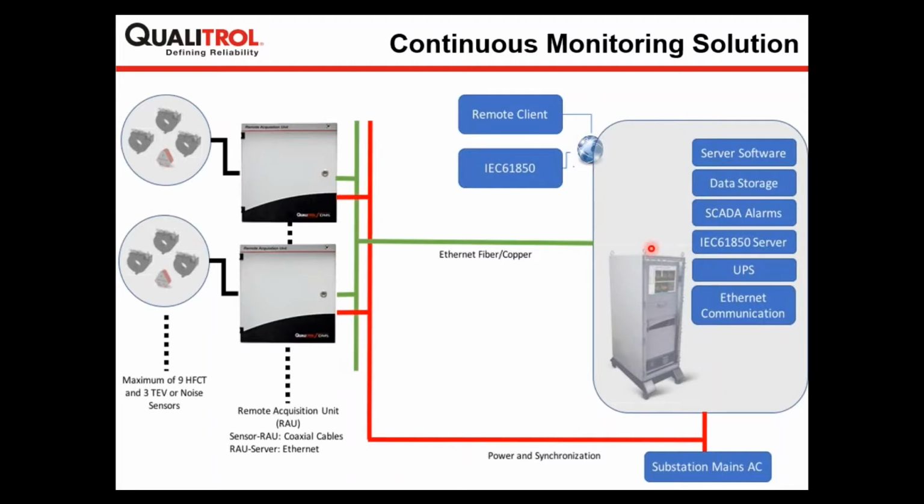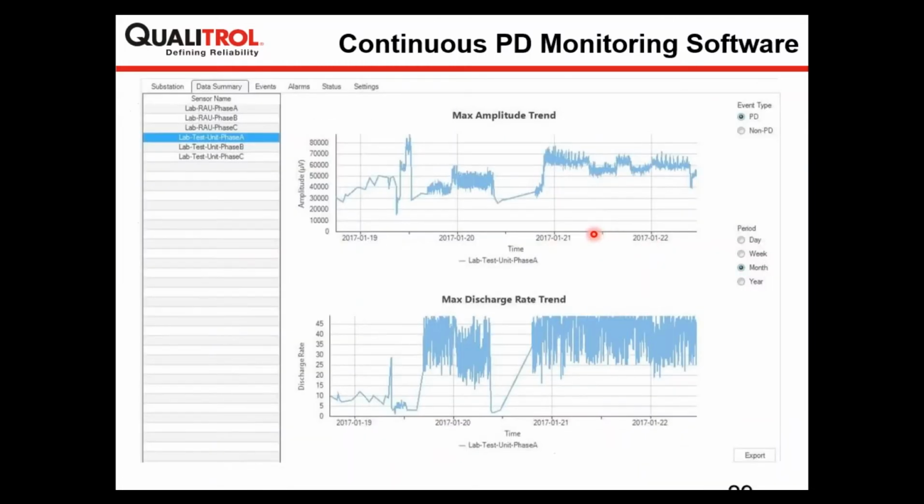Here is a little bit of the screenshot. On the server software, you can have graphs of the trends lasting for the last month, the last year, or for one day, and you can see the PD or the non-PD events. At the same time, apart from the maximum amplitude, you can see the discharge rate on the graphs.